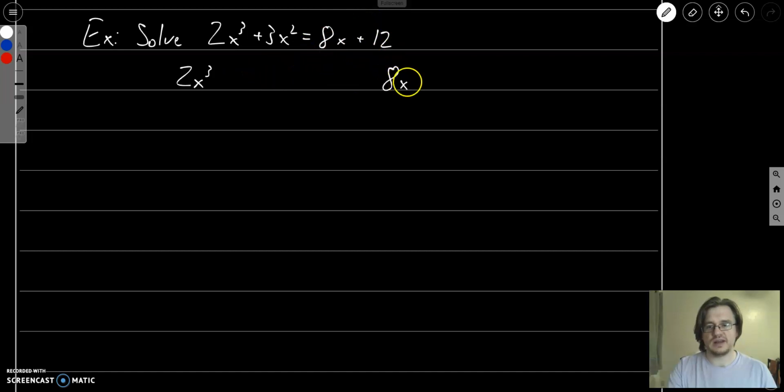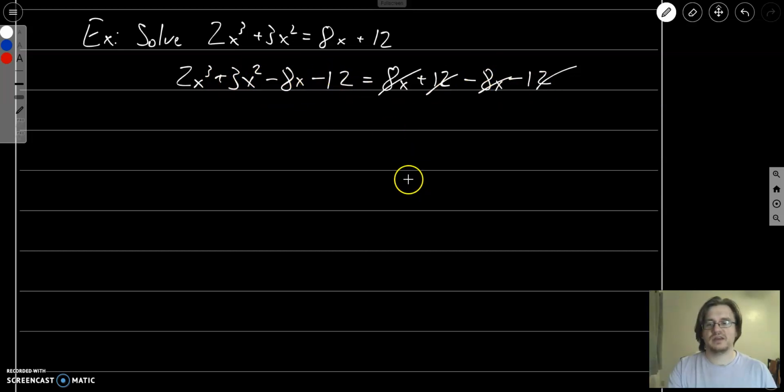So if I start writing this right-hand side, I want to get rid of the 8x and the 12. So I'm going to subtract 8x, and I'm going to subtract 12, so that these guys will cancel. But whatever I do to one side, I have to do to the other. So as I'm writing the right-hand side down, I'll need to subtract 8x and subtract 12. So now, after I simplify this equation, the right-hand side is just going to be equal to 0.